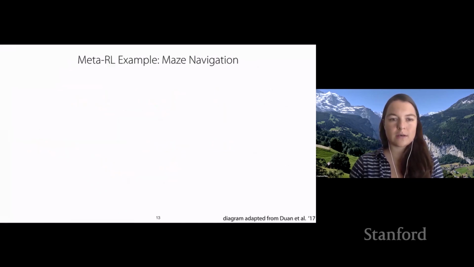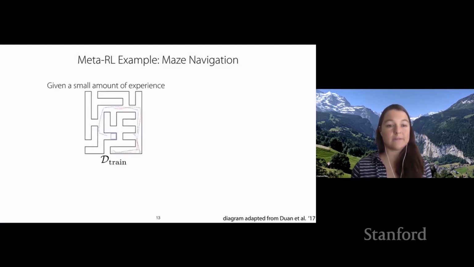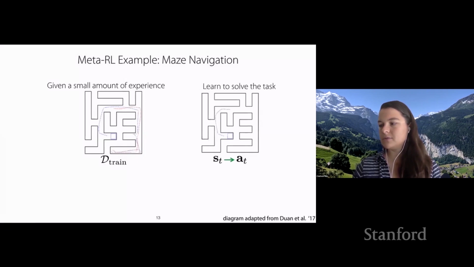As an instantiating example for this, in meta-reinforcement learning, let's say the different tasks correspond to navigating different mazes. So ultimately what we'd like to be able to do is, given a small amount of experience in a new maze that we haven't seen before, can we learn how to solve that maze and navigate to the goal position in that maze?